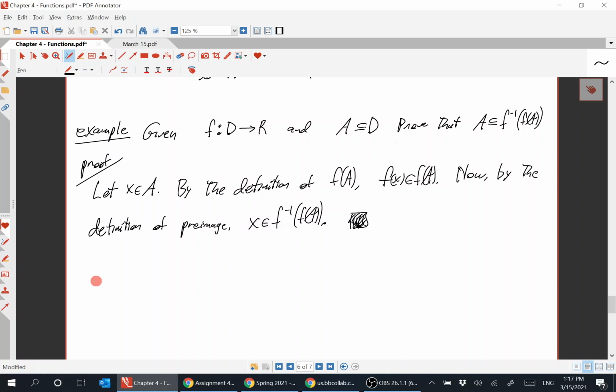The other way around, so for next time, give a counterexample for which the preimage of the image of A is not a subset of A. Okay, so next time we'll talk about some counterexamples to that. But think of one on your own before next time.